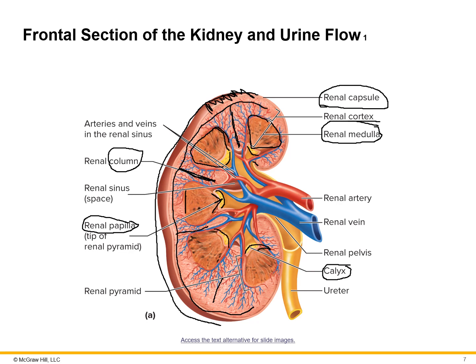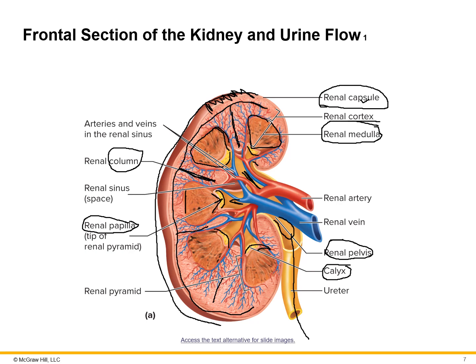So minor calyces from all the pyramids merge to form a larger collecting area right here, which is called the major calyx. The major calyx merges into an even larger area called the renal pelvis. And the renal pelvis continues on to become the ureter, which is going to go and merge into the urinary bladder. So to recap, the entire kidney is superficially covered with a connective tissue protective layer called the renal capsule.